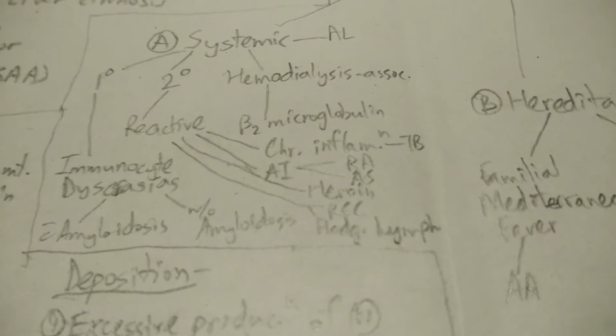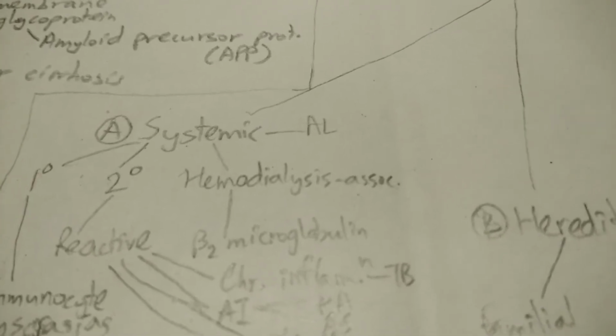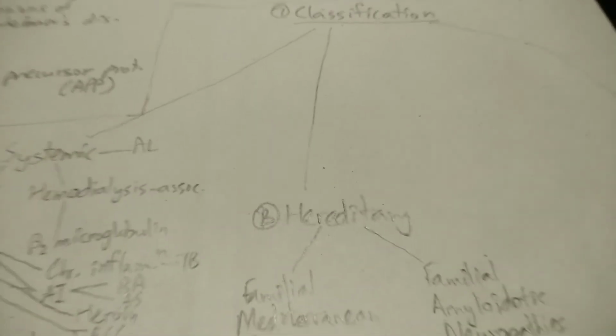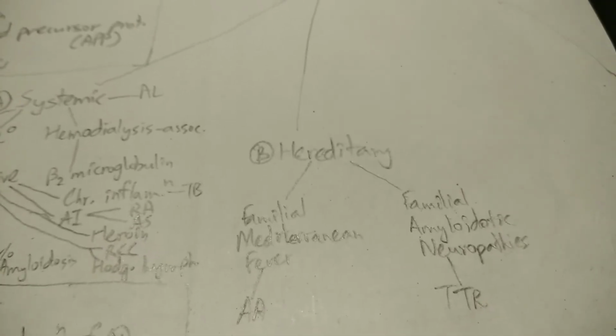And then there's hemodialysis associated amyloidosis. Patients with chronic renal failure on long-term hemodialysis show high levels of beta-2 microglobulin in the serum because it can't be filtered out through the dialysis membrane. So it gets deposited as amyloid. Now, moving on to hereditary amyloidosis.